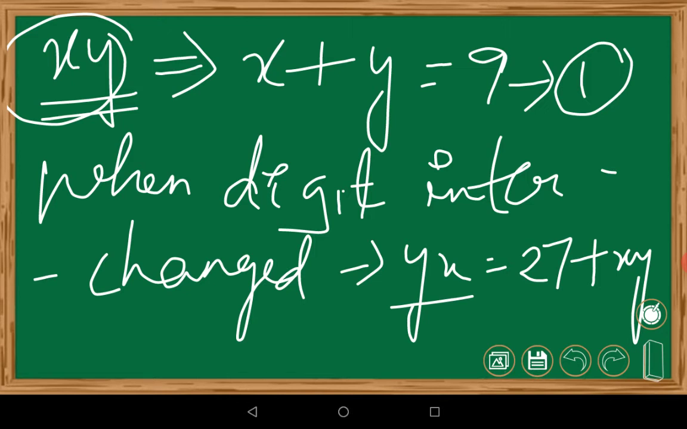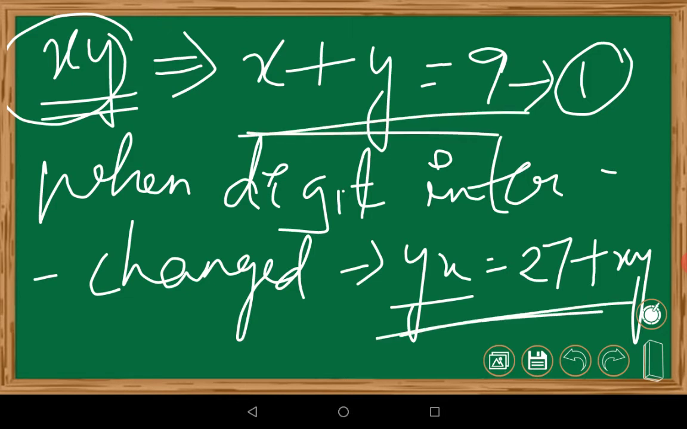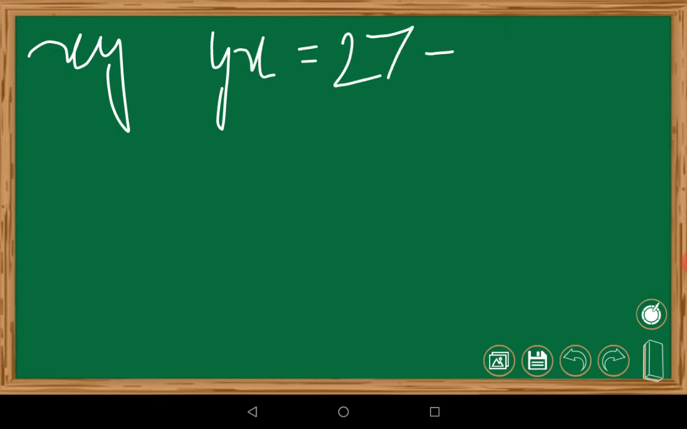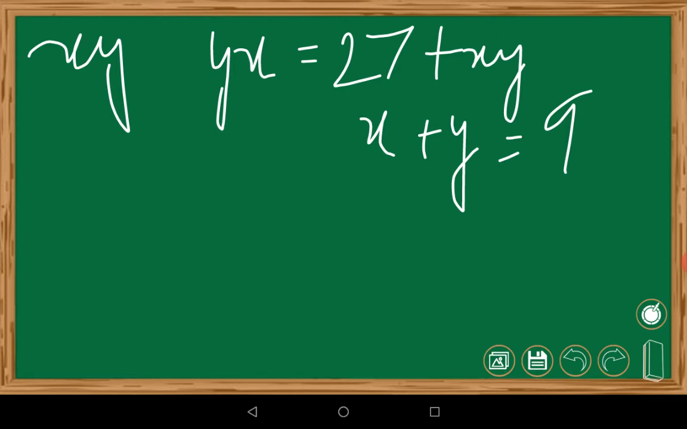Okay, so we should keep these two in mind. Now let me write it. So now yx is equal to 27 plus xy, and x plus y is equal to 9. Now why don't we find y minus x? We'll try like that also. We can find it, so there will be some method we can do.